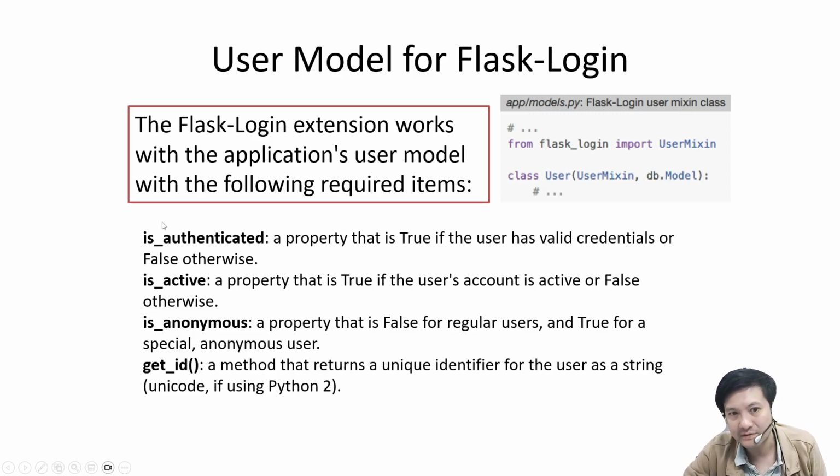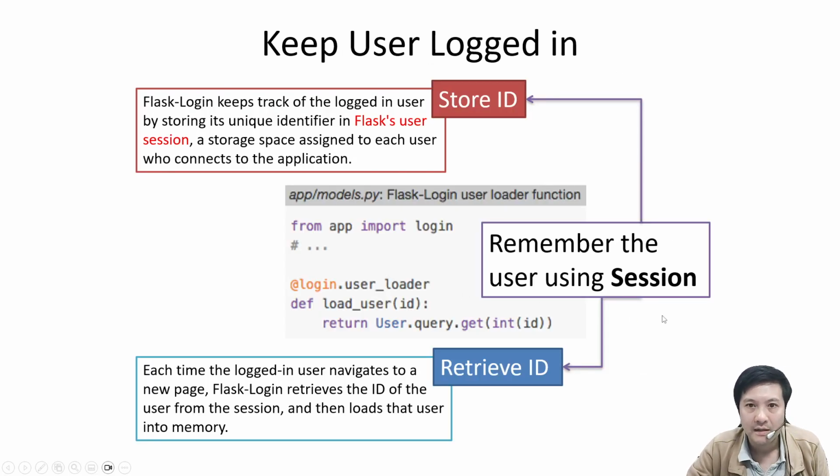The mixin will give you: is it authenticated? It means the user is logged in. Is this an active user? Is this an anonymous user? Also, if the user is already authenticated, you can get the user ID. This is from the mixin. And it keeps the user logged in.